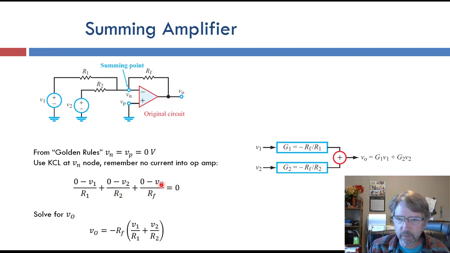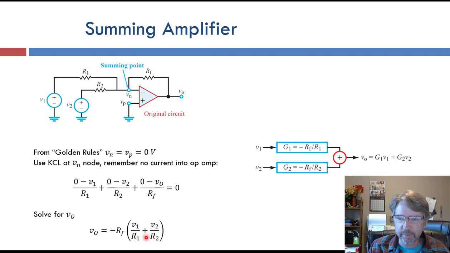And we've just got one thing we're solving for, V0 or V out, in terms of the two inputs, so we can write it like this. V out is negative Rf times V1 over R1 plus V2 over R2. So we see we have the sum of the two voltages here. There's also a scale factor set by the resistors.